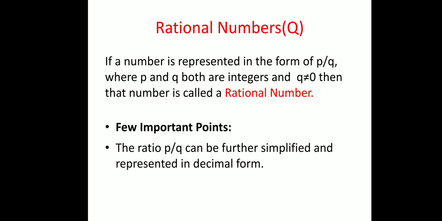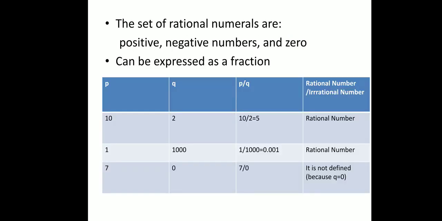So two conditions should be verified for a number to be a rational number: P and Q both should be integers, and Q should not be equal to 0. Now, on the basis of this definition, let us look at a few important points. First, the ratio P by Q can be further simplified and represented in decimal form. It means if a number can be represented in decimal notation, then we can say that this number is also a rational number. Next, the set of rational numbers includes positive numbers, negative numbers and 0.